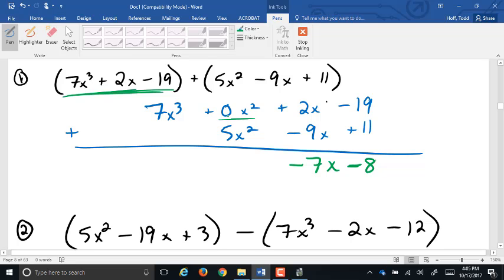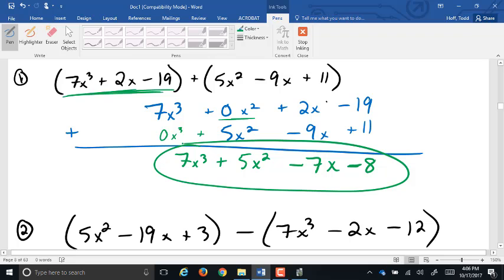Okay. Then the next one, 0x squared plus 5x squared. Well, 0 plus 5 is just 5, and it's still x squared. Positive, so we're going to put a plus in front of it. And then 7x to the third has nothing to combine with. We could have put in a 0x to the third here if we wanted to, but we don't need to. How many of you had that one correct? Good. Any questions on that one?